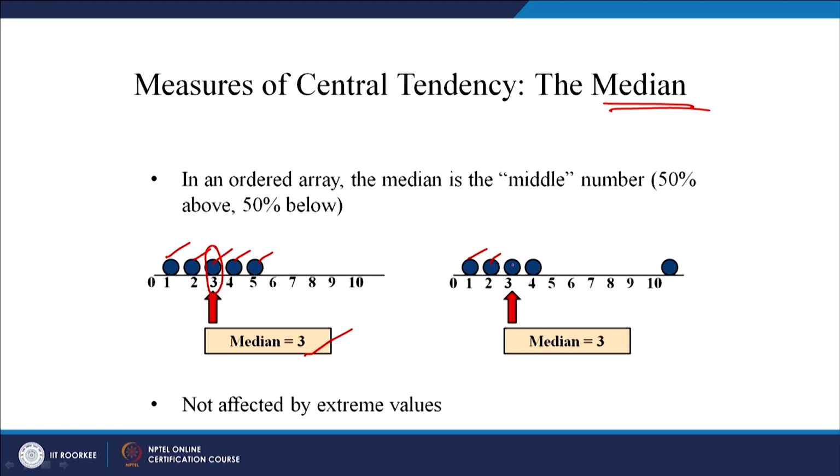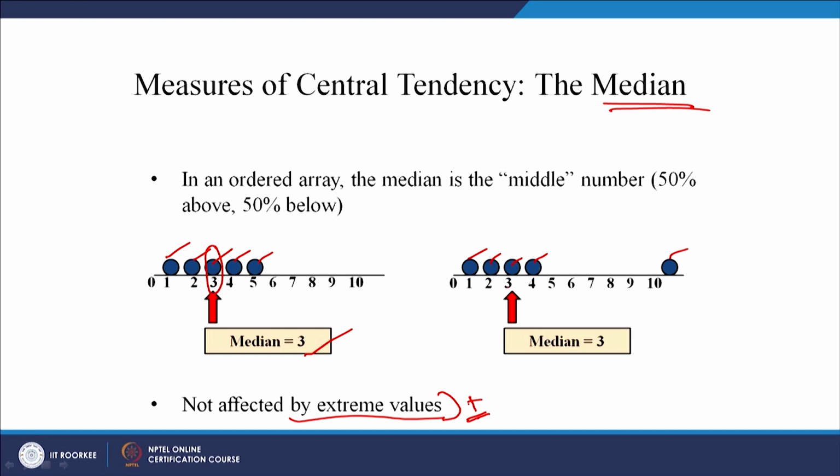So, 1, 2, 3, 4 and 10, you just arrange them, and in this case they are already in an array form. So, the median would be 3, right. It is not affected by extreme values. So, this is the plus point of median, right.